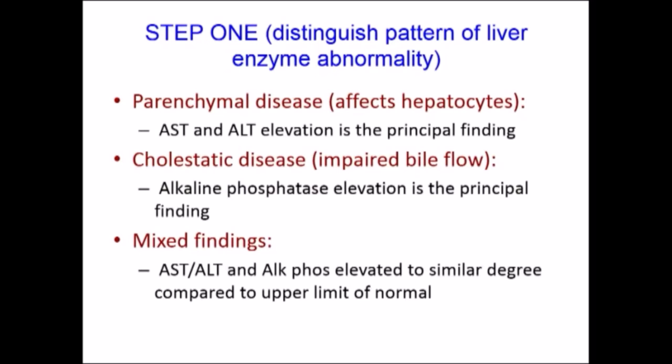So it really breaks down into sort of a 3-step process. The first step is to identify what kind of enzyme abnormality, liver injury abnormality you have. Is it parenchymal, is it cholestatic, or is it a mixed pattern? Parenchymal means your AST and ALT are the principal things that are abnormal. Cholestatic means your alkaline phosphatase is the principal thing that is abnormal. And mixed is when both are abnormal.